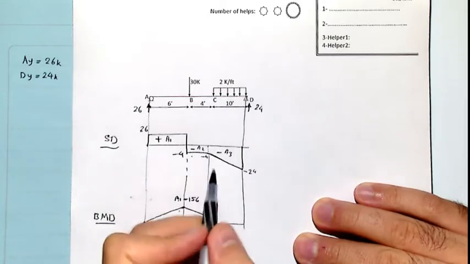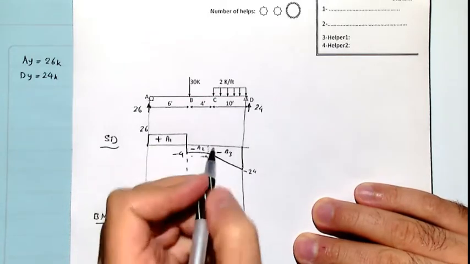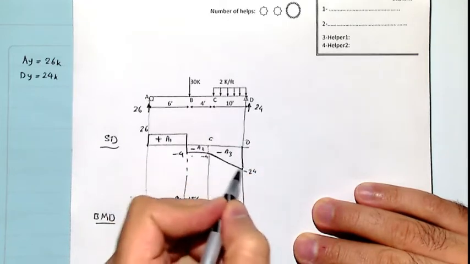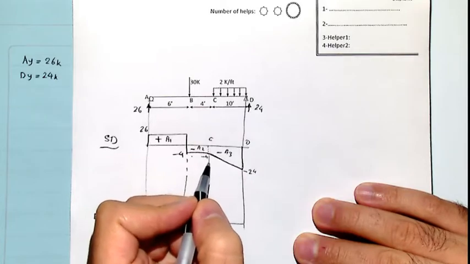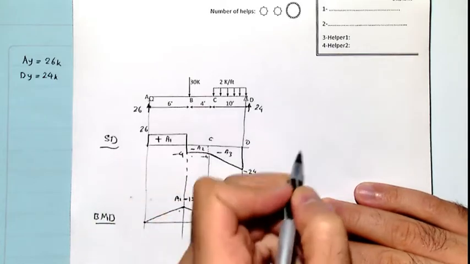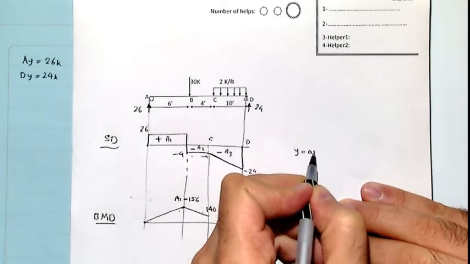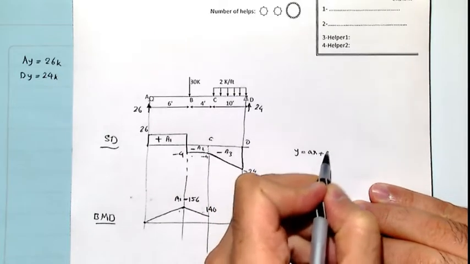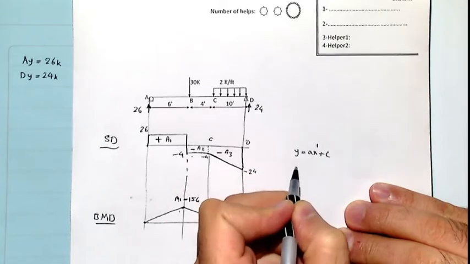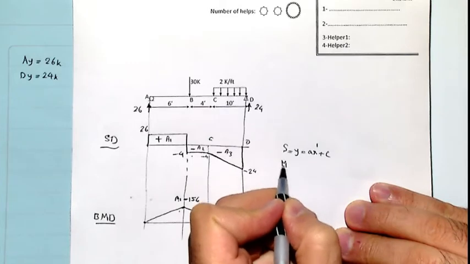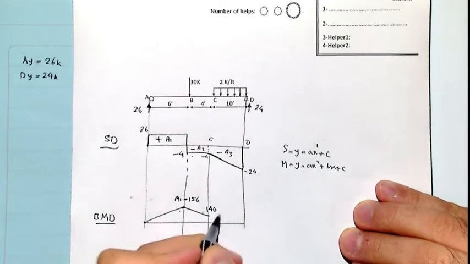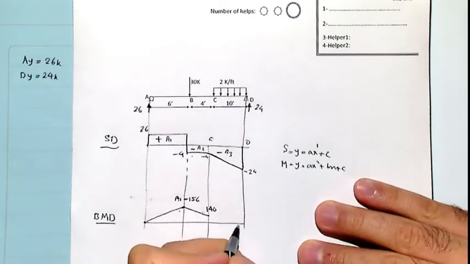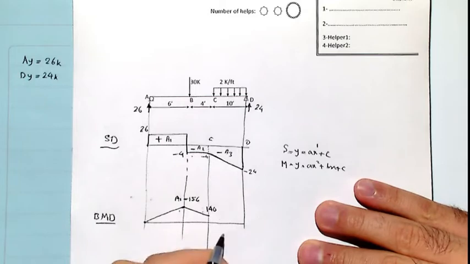Then for this case, from point C to point D, we have to increase the order to order number 2. For shear it's order 1, y equals ax plus c. Now when we do the moment diagram, y would be ax squared plus bx plus c. So it's from point C to point D.